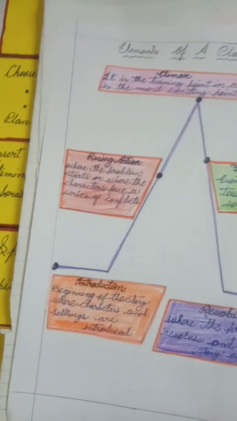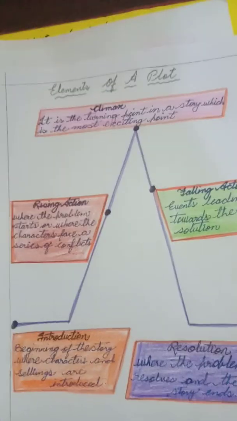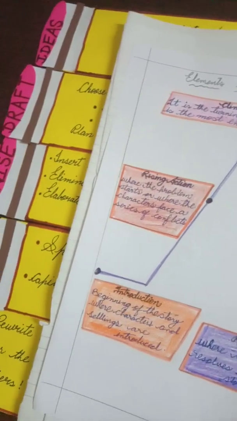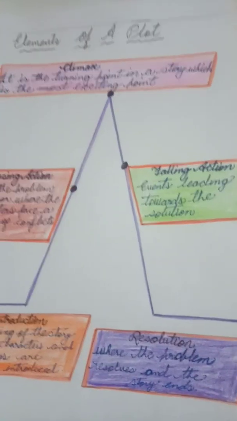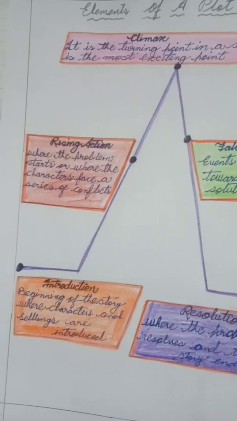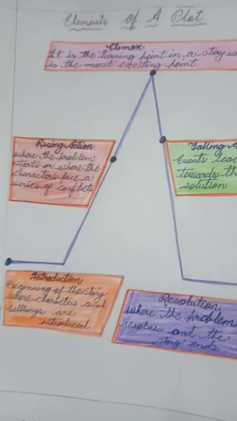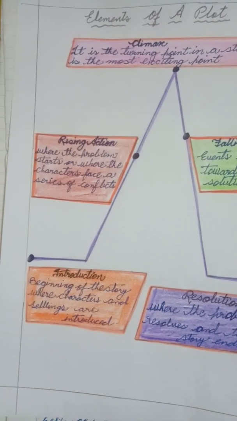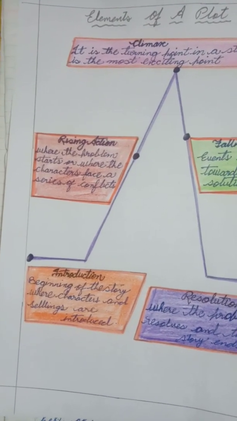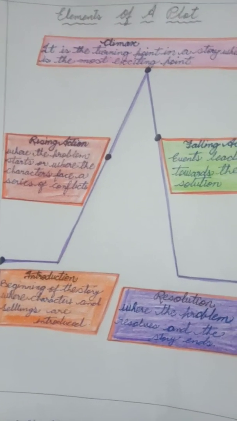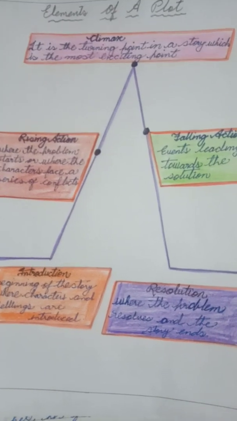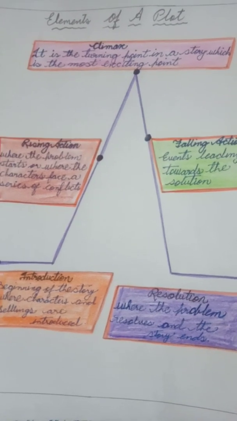Now, the first element is introduction. Here the writer will introduce the setting and the characters of the story. The characters of the stories are the people or the animals who play some role in the story. The setting is when and where the story takes place.